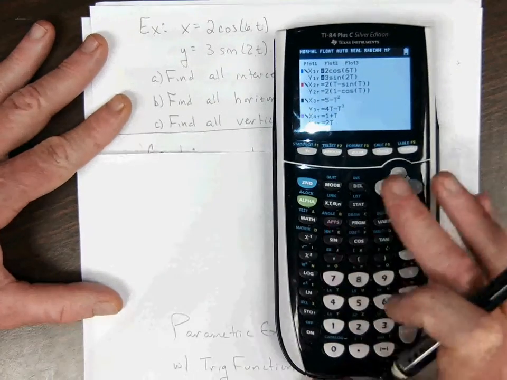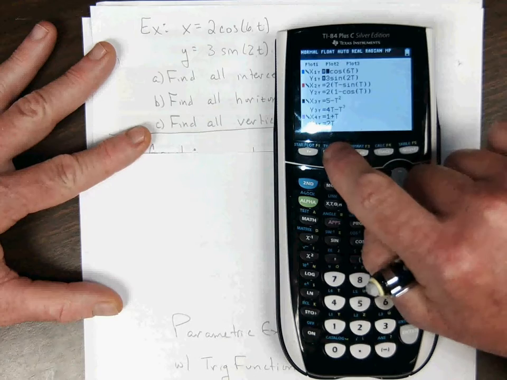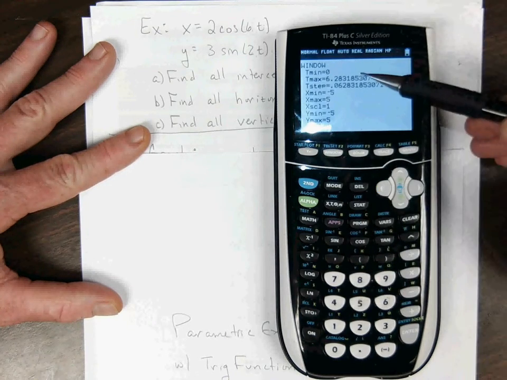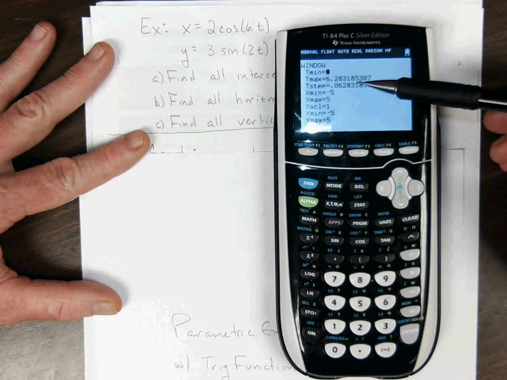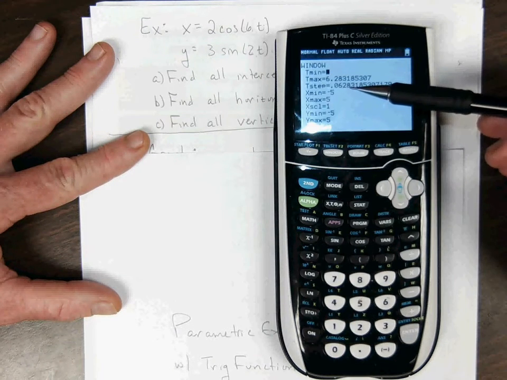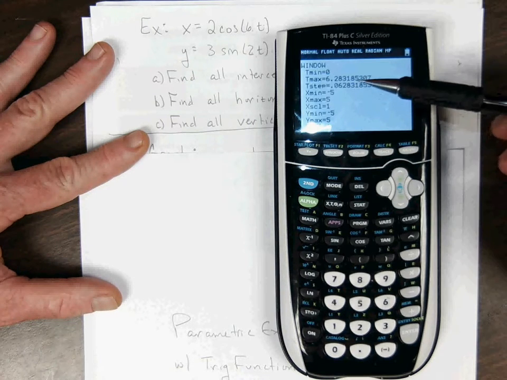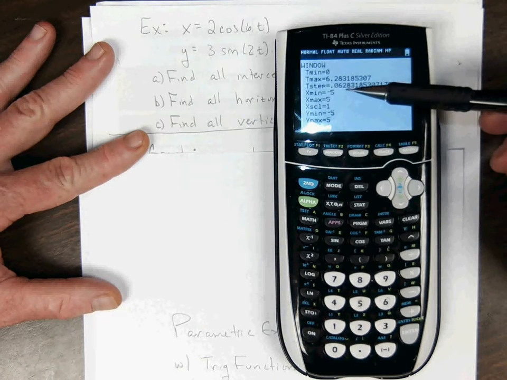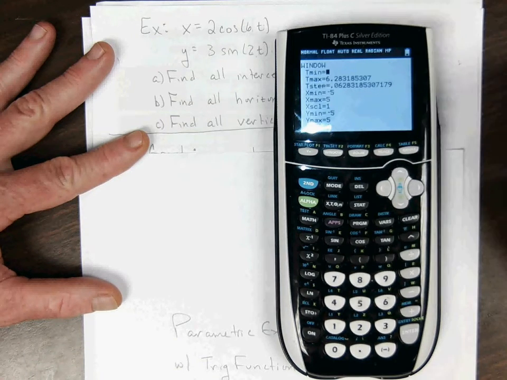Let me try to get the glare out of it. So here's my equations, and remember, you want to think about setting up the window. With trig functions, if you just have trig functions, you want to try to graph it from 0 to 2 pi initially. I did my t-step at pi over 50 just to get a smooth graph out of it. If you notice, my x's are between -2 and 2, and my y's are between -3 and 3, so I just set up my x's and y's that way.